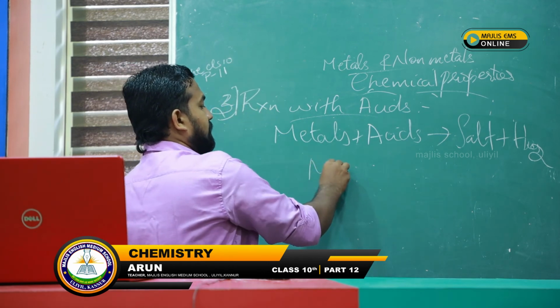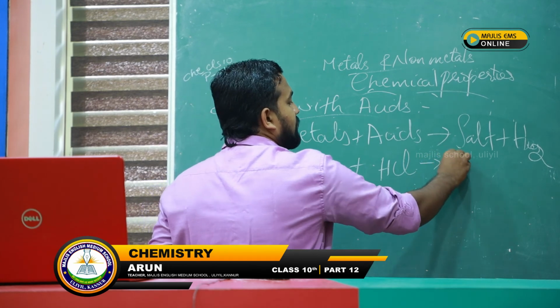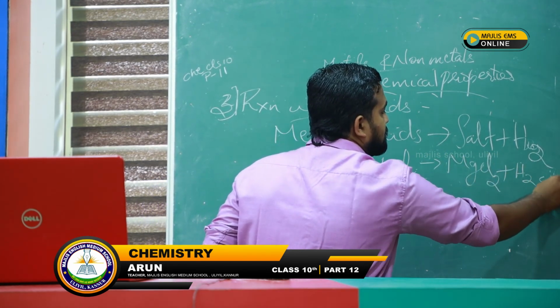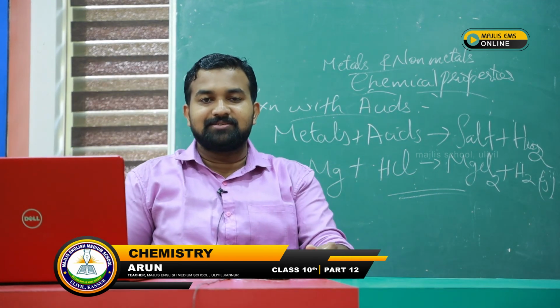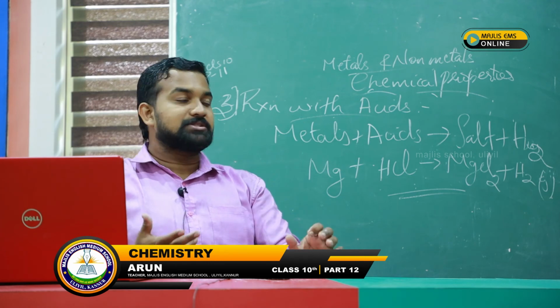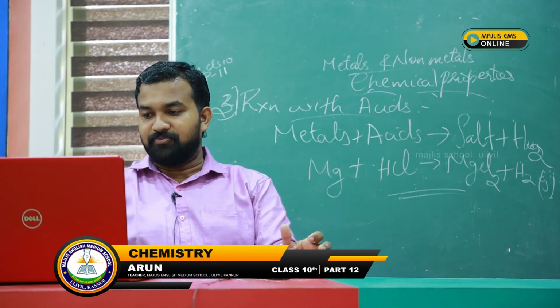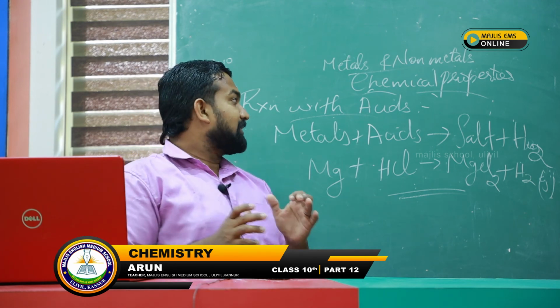So, magnesium, when it is reacting with HCl, hydrochloric acid, we will get magnesium chloride plus hydrogen gas. Okay. So, when metals are reacting with acids, we will get metal salts and hydrogen gas. This is the third type of reaction. Okay. So, these are the different types of reactions.